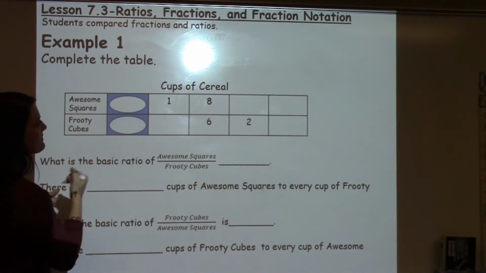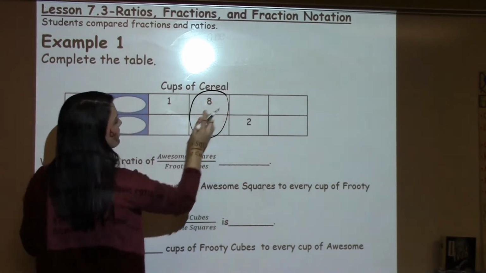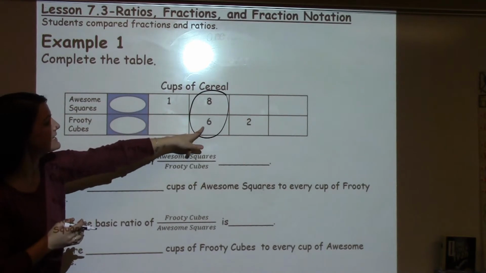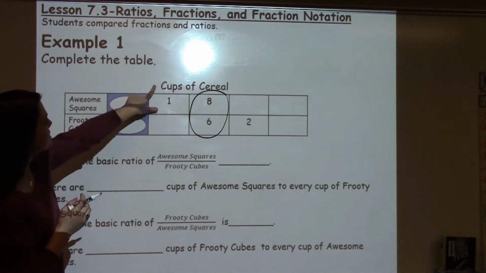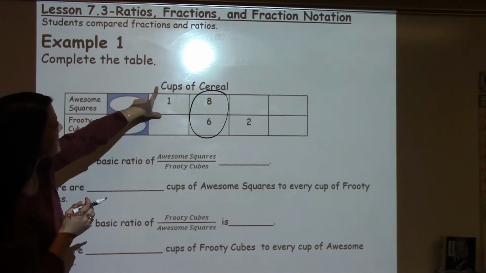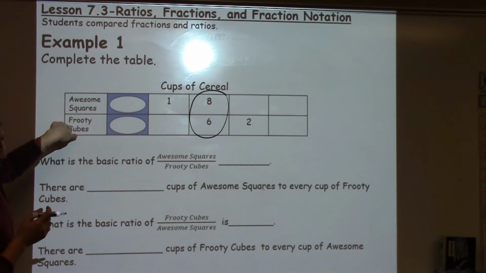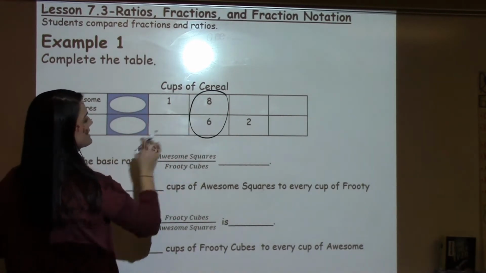So the first thing that we're going to focus on is the information that we have. The only section of the table that we have both numbers for would be 8 and 6. So that's where we're going to start our thinking. Just to let you know what we're talking about with the table, this is cups of cereal, and this is awesome squares to fruity cubes. So we're talking about two different types of cereal here, and our measurement is cups.